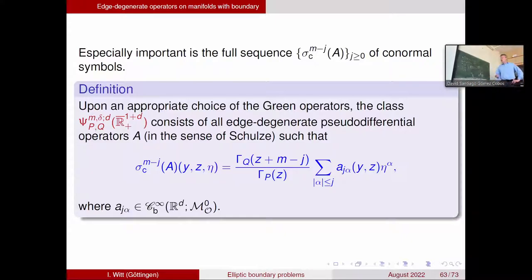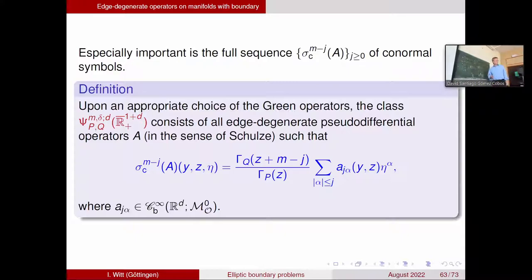from the situation we had before. So we had here our algebraic gamma functions for these two asymptotic types P and Q. The quotient is of order m minus j. The j-th conormal symbol, with m minus j the order of that symbol, is a polynomial in the covariables of degree at most j. And so altogether, we have here the order m minus j plus j, which is m, as it should be. We have our smooth dependence on the y variables, and it takes values in this space of holomorphic Mellin symbols of order zero.